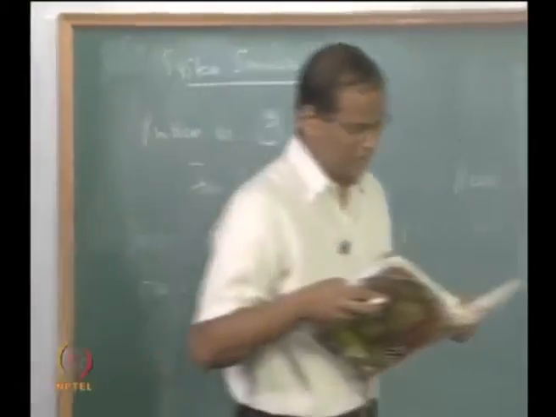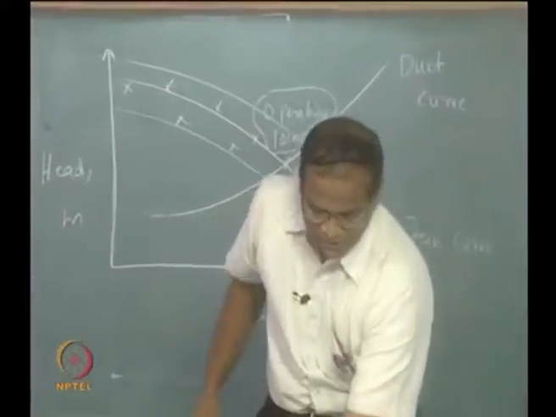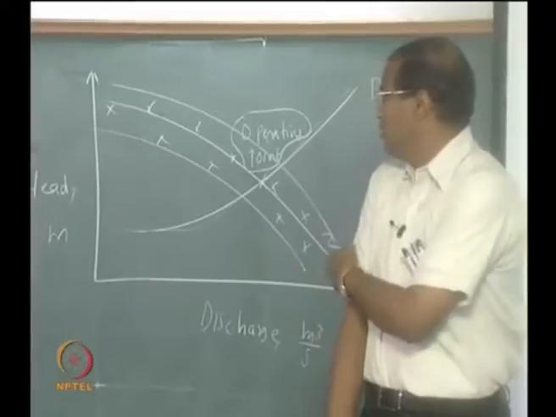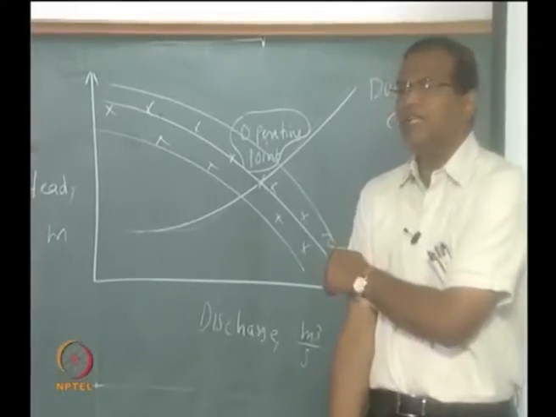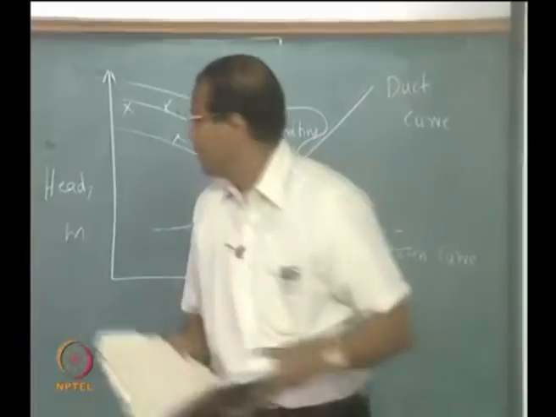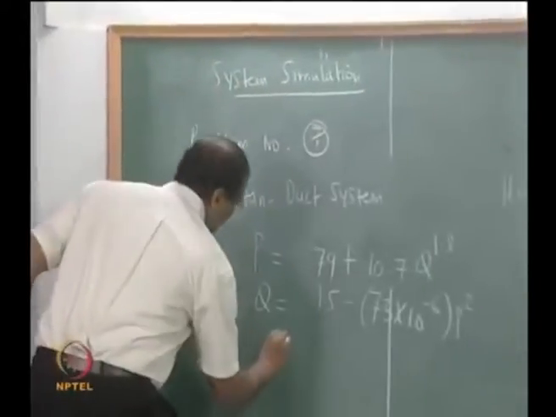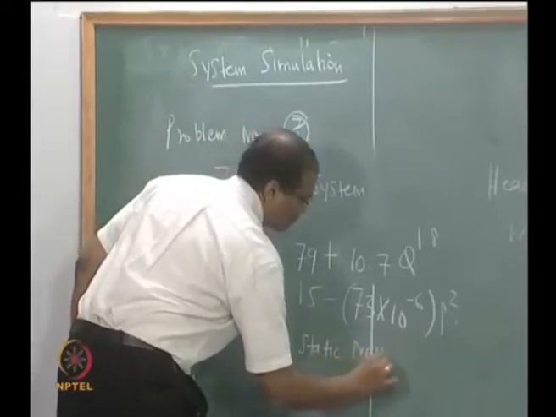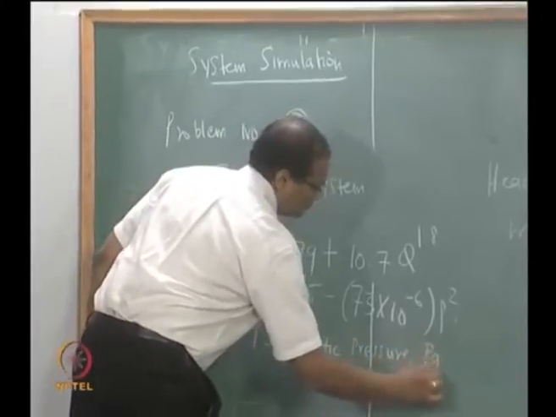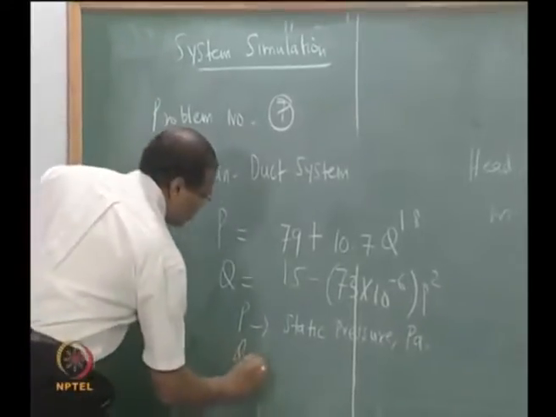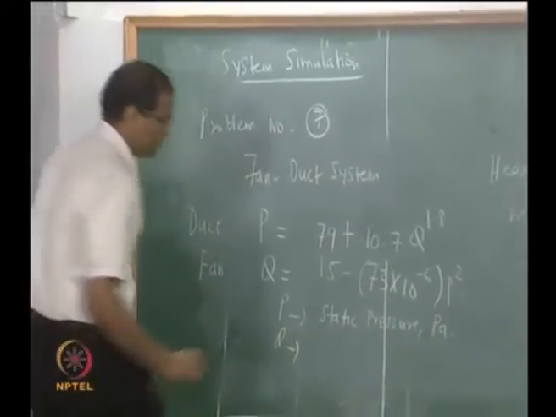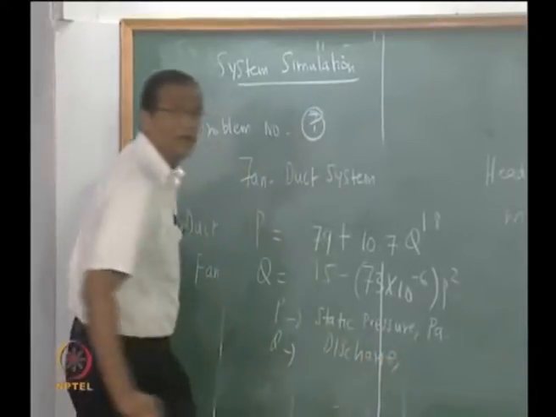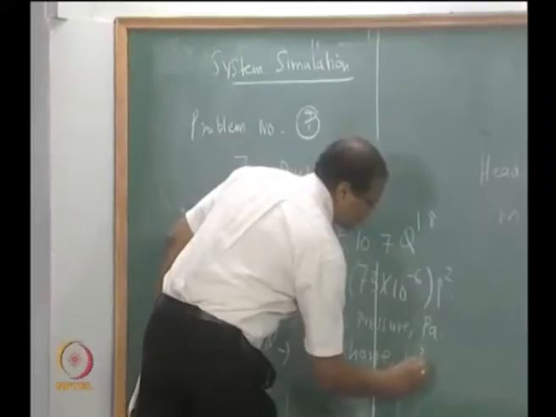P is 79 plus 10.7 Q to the power 1.8, and Q equals 15 minus 73 E to the minus 6 P squared, where P is the static pressure in Pascal, and Q is the discharge in meter cube per second.